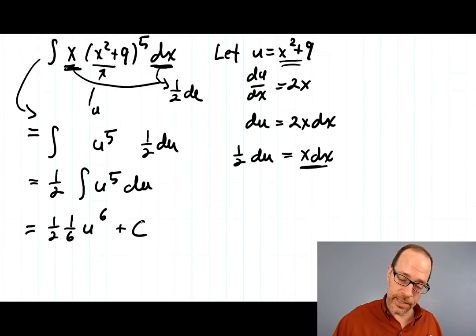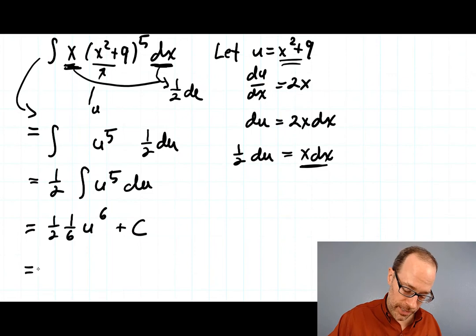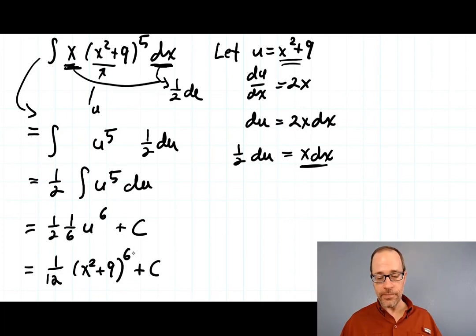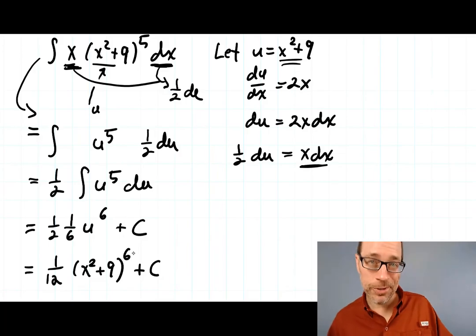And then don't forget that u was x squared plus 9, so this is 1/12 times x squared plus 9 to the 6th, plus our constant. Okay? And that's it. That's how substitution works.